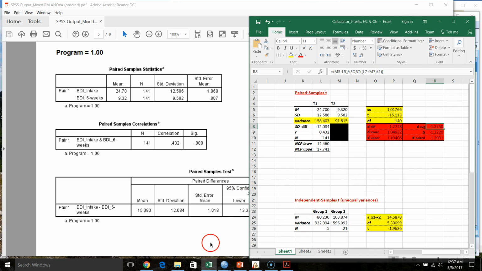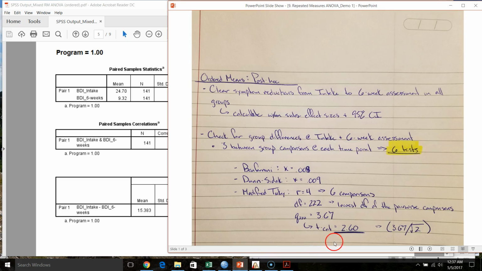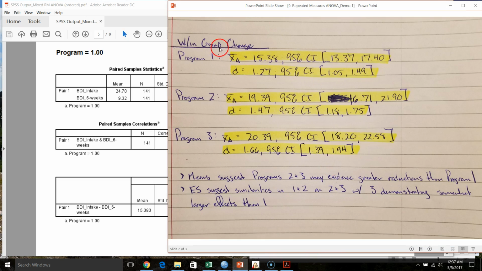So what we end up with, if we start looking at our within group change, is a mean symptom reduction of a little over 15 points on the BDI, with upper and lower limits in the population expected to be somewhere between reductions of 13 to 17.5 points. In terms of our standardized effect, we're seeing about a 1.3 standard deviation reduction over the course of the treatment for individuals in Program 1, with expected values in the population of individuals receiving this treatment running somewhere between a little over a standard deviation to about 1.5 standard deviation reduction.